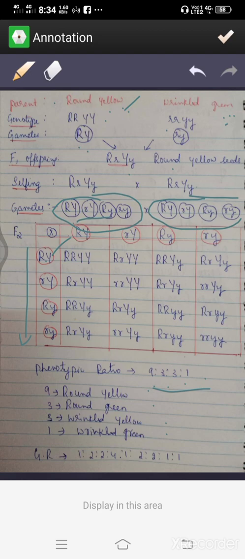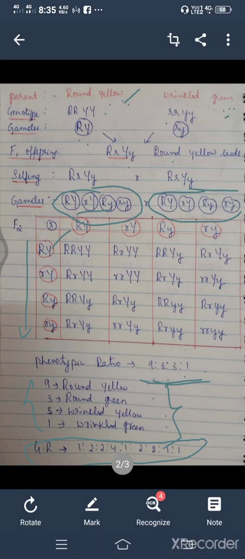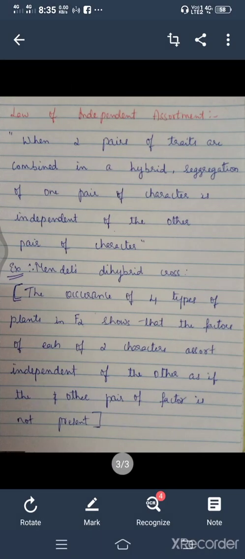Out of these 16 plants, the ratio of external appearance was 9 is to 3 is to 3 is to 1, as mentioned here. And the genotypic ratio was 1:2:2:4:1:2:2:1:1. This is not needed for you; here the genotypic ratio is not needed. We are concentrating only on the phenotypic ratio. This was Mendel's dihybrid cross. I'll deal with some other examples also so that it will be easy for you.